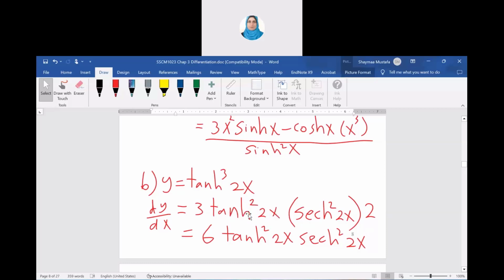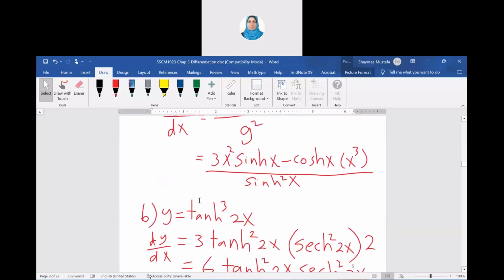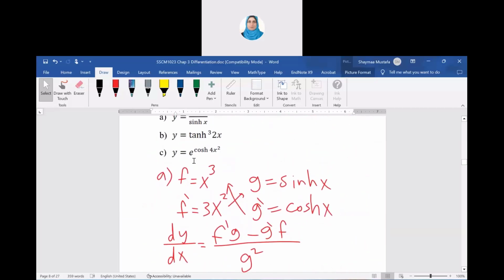Okay, now I will go for tan. The derivative for tan is sec square. Keep 2x, no change. Now multiply by the derivative for 2x, which is 2. So you need to do step by step, function by function. Keep the other function for each step.